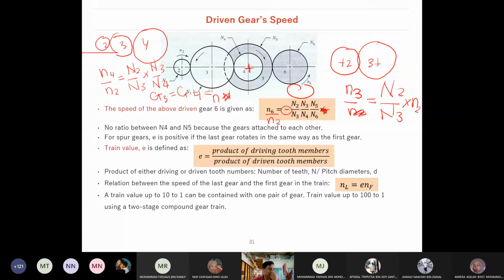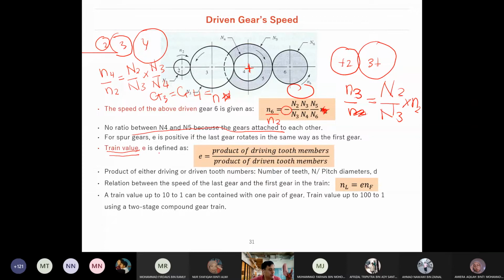So, you have to derive the formula yourself, based on understanding. Looking here, there is no ratio between N and 5 because the gears are attached to each other. So, the last one is about the train value, which is something important that I have to explain.